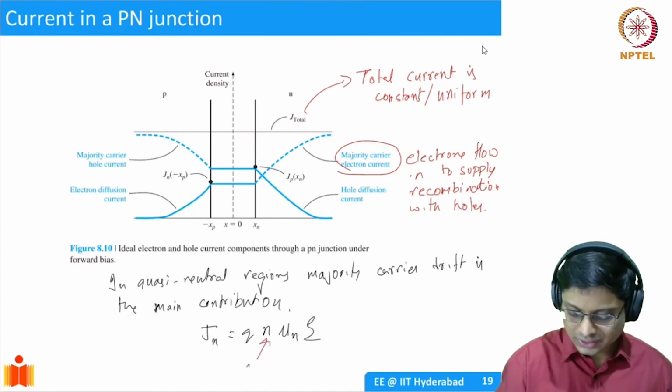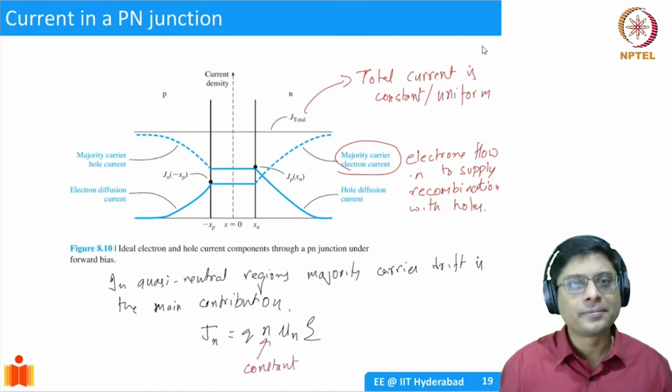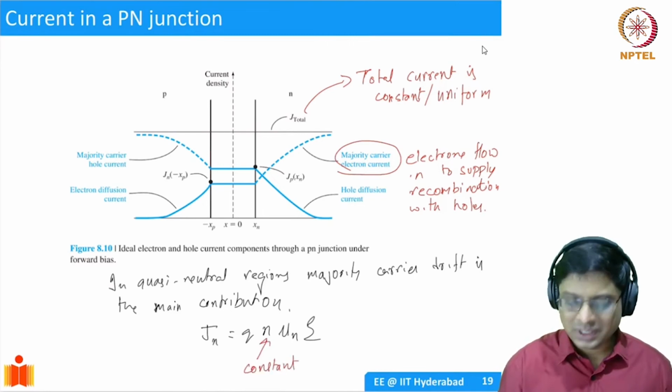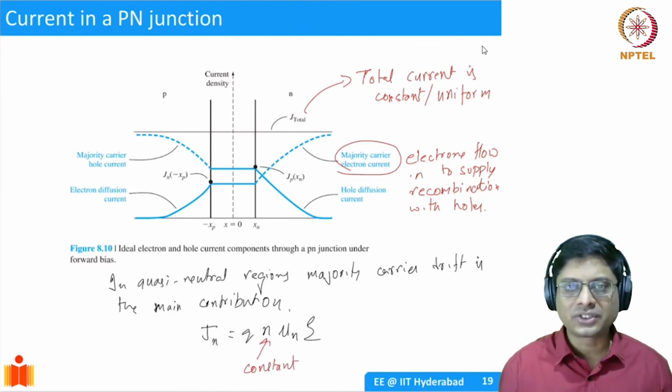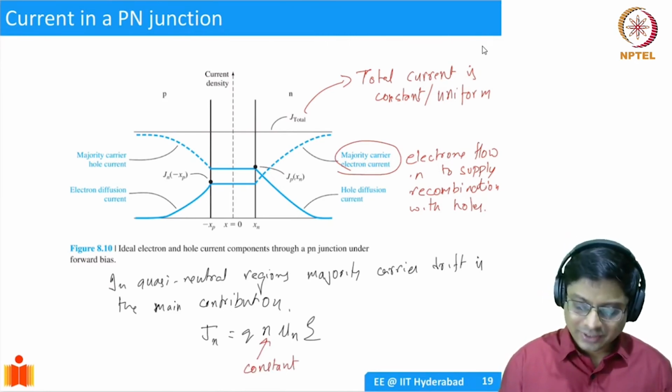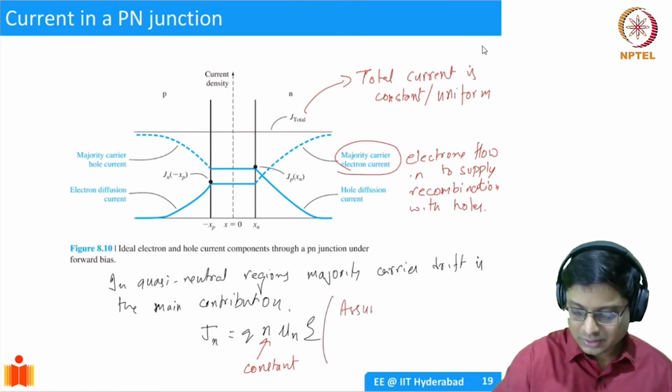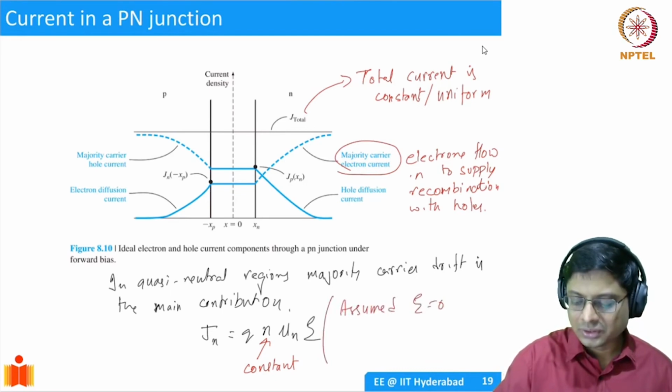This is constant, isn't it? And mu and Q are material constants. And we assumed, remember, we assumed E equal to 0 in quasi-neutral regions. When we are drawing the band diagrams, we said E is going to be 0.